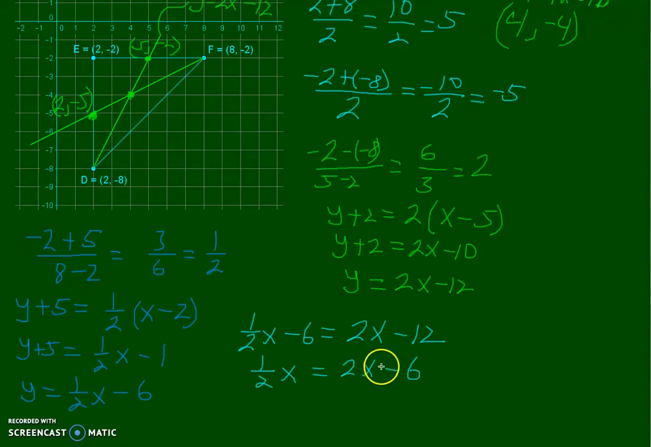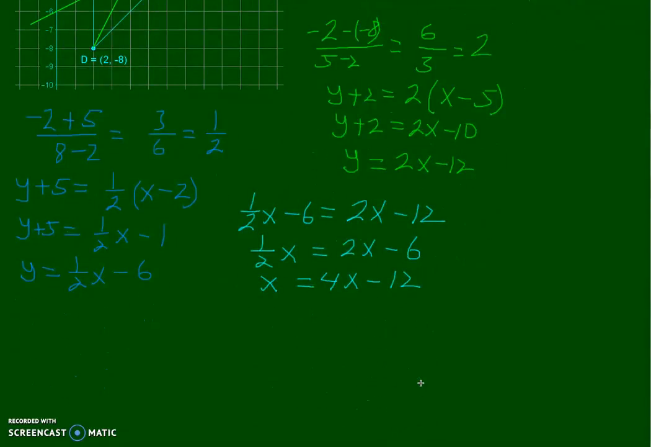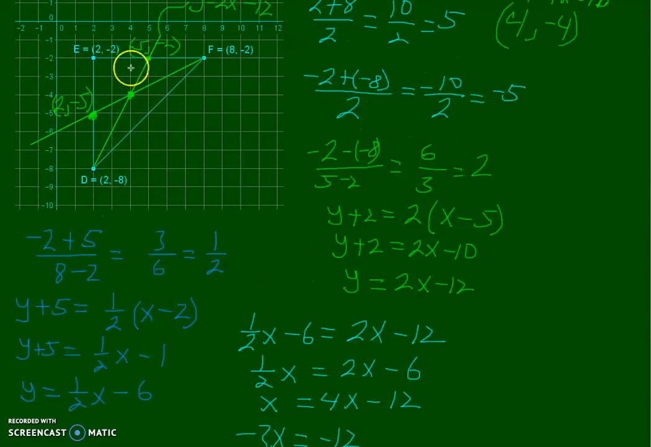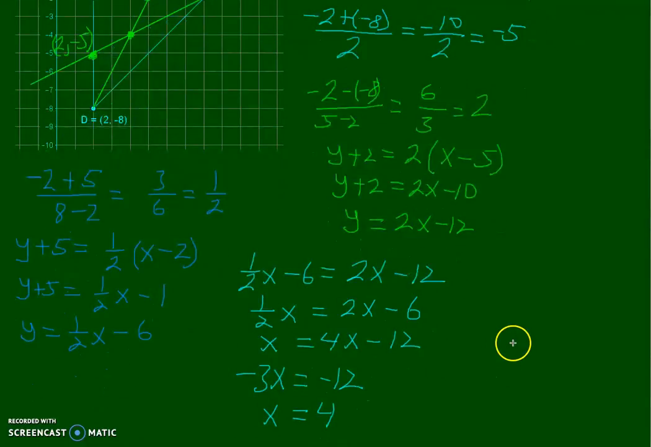We're going to multiply everything by 2 to get rid of that 2 in the denominator. So x equals 4x minus 12. And then we're going to put our x values over here. So negative 3x equals negative 12. Divided by negative 3, x equals 4. And we can see that we've got the same x coordinate here.